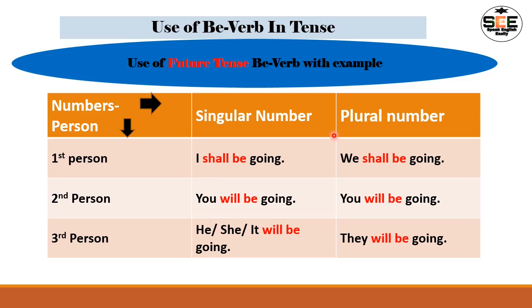So that's why we should understand it very clearly so that we can learn the language and learn the tense very perfectly. I hope you understood. This is 7 be-verbs.